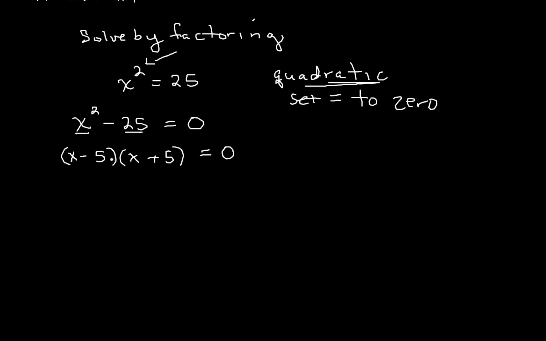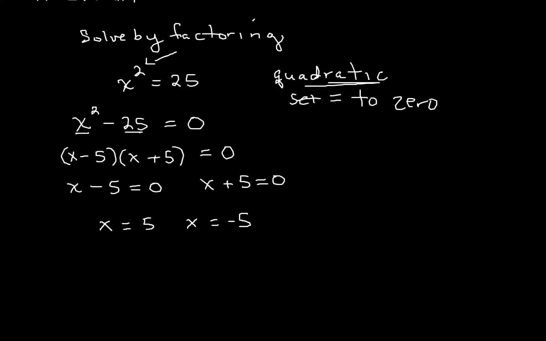You're multiplying 2 things together, so one of them has to be a 0. So either x minus 5 has to be 0 or x plus 5 equals 0. So you get two answers. We're adding 5 to both sides, so we get x equals 5 and x equals negative 5. Then you should check them.